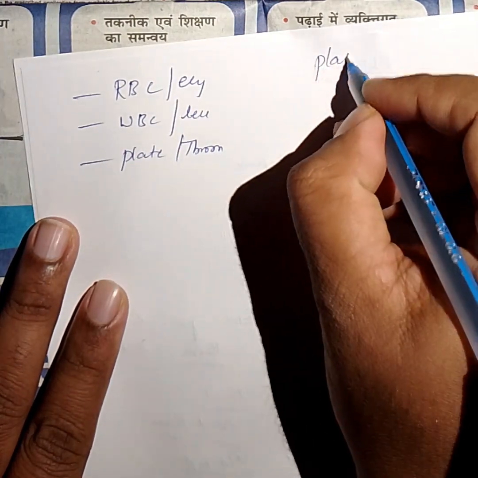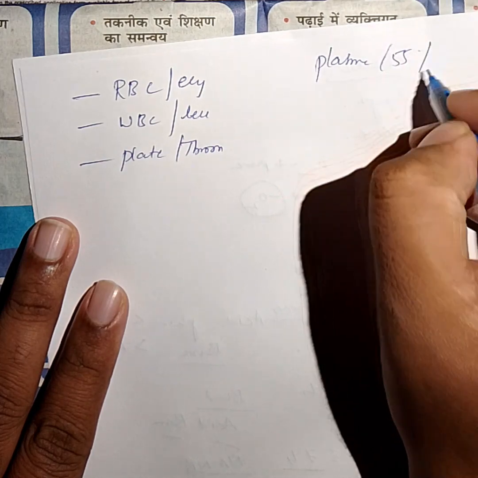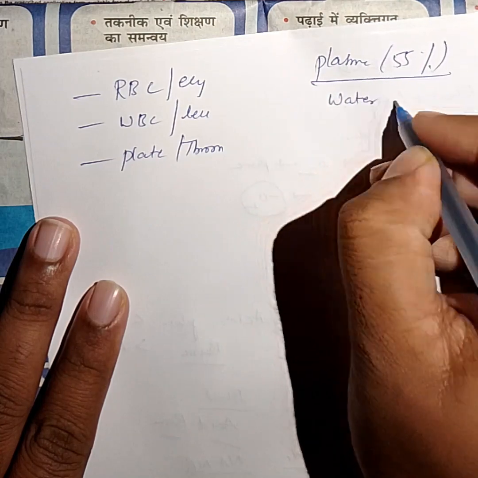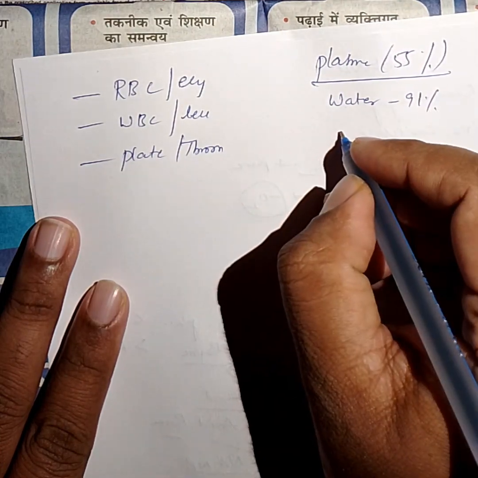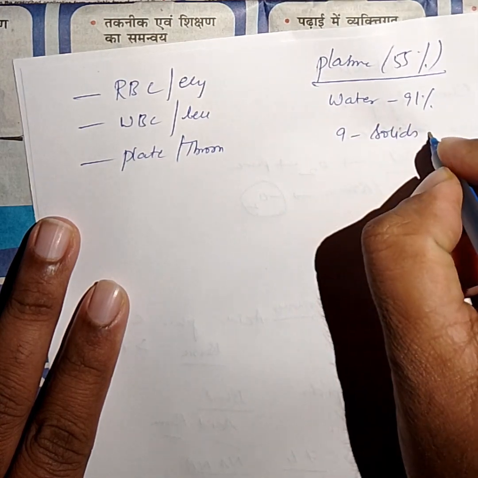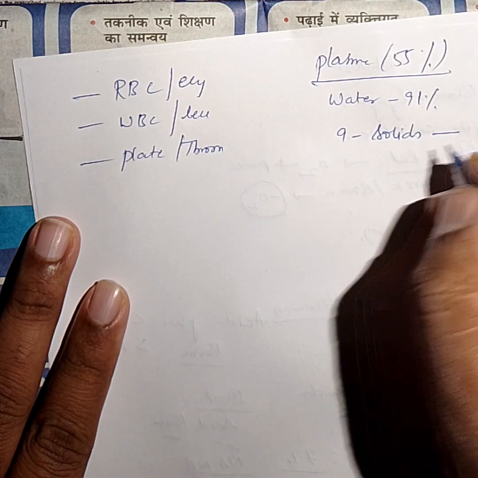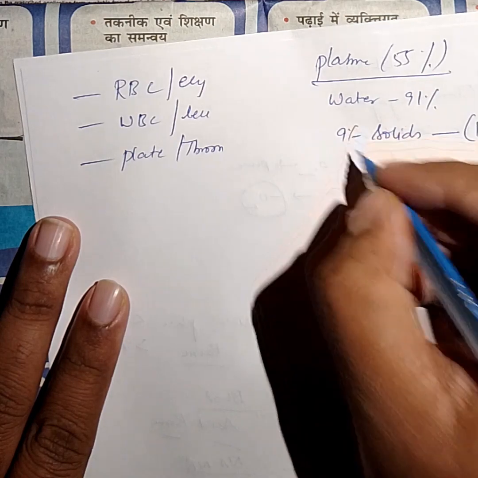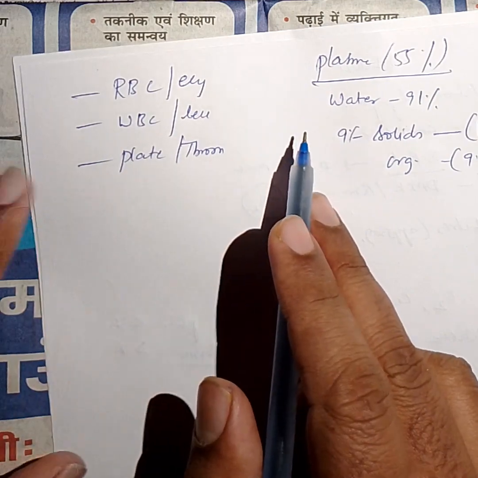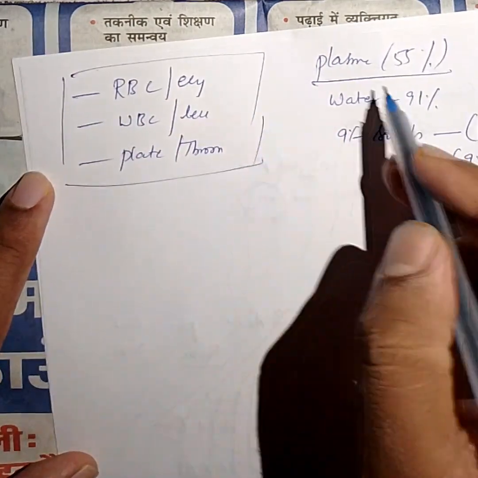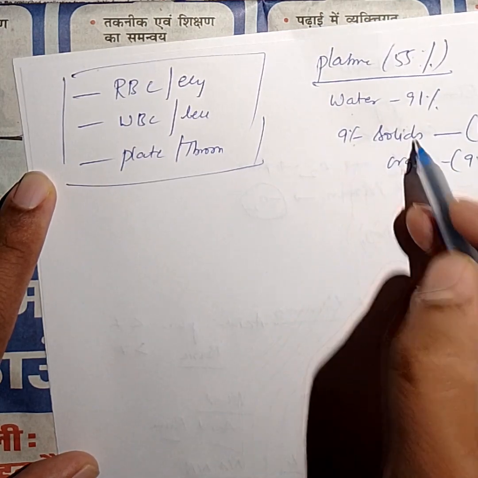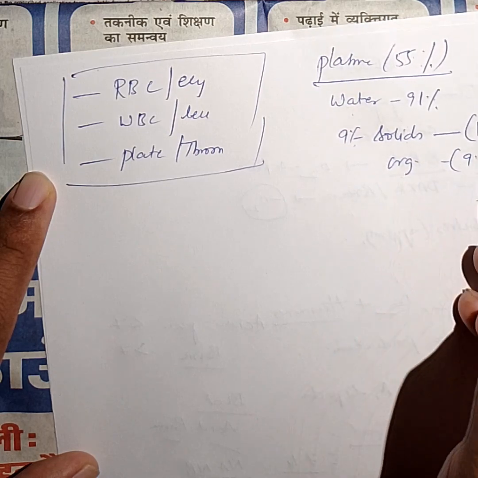These are the three types of cells present in our blood. And coming to the plasma, which accounts for about 55% of the blood, we can see the water is 91% in this plasma. 91% is water, and the remaining 9% is solids as well as organic material. Solids will be 1%, and organic matter will be around 9%. Understood? The blood consists of 45% of these cells and 55% of plasma. In this plasma we can see water 91% and 9% solids and organic. Solids will be 1% and organic will be 9%.